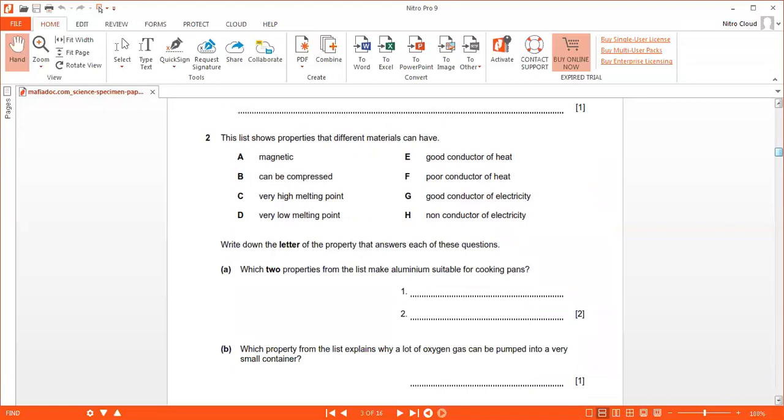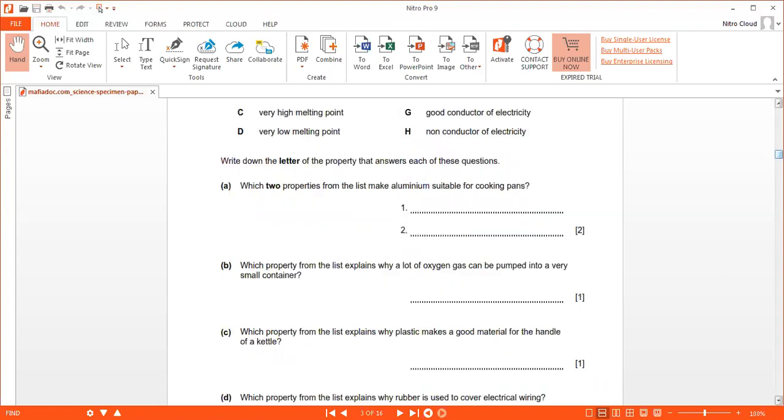Number 2. This list shows properties that different materials can have. Write down the letter of the property that answers each of these questions. A. Which two properties from the list make aluminium suitable for cooking pans? Cooking, so of course it should be a good conductor of heat and it has a very high melting point. So the answer is C and E.